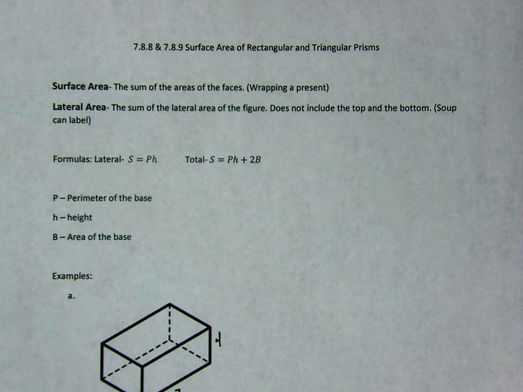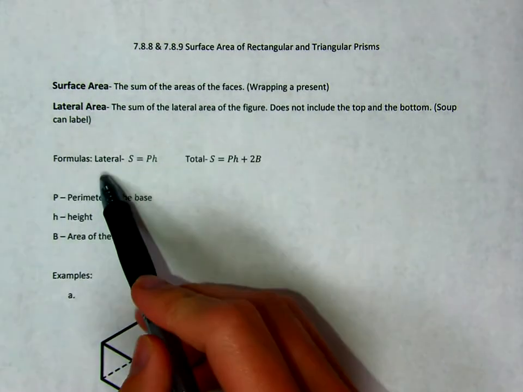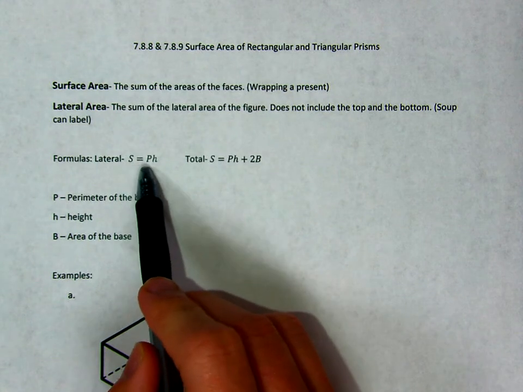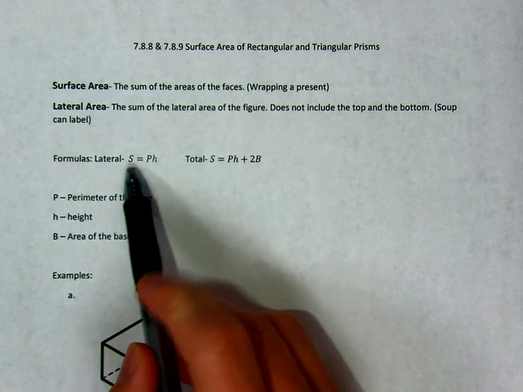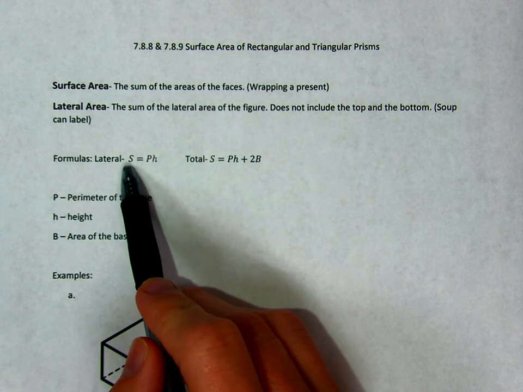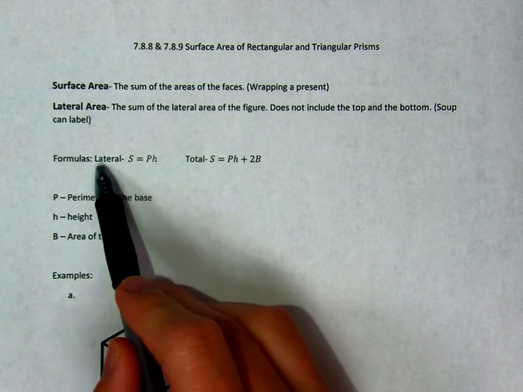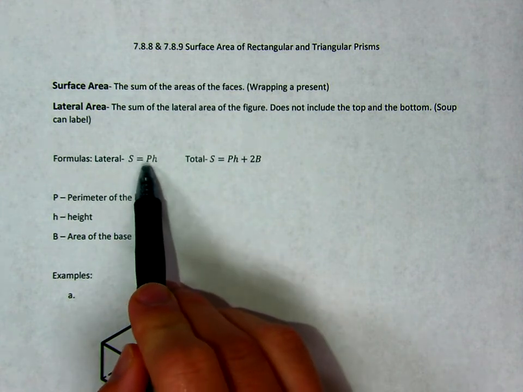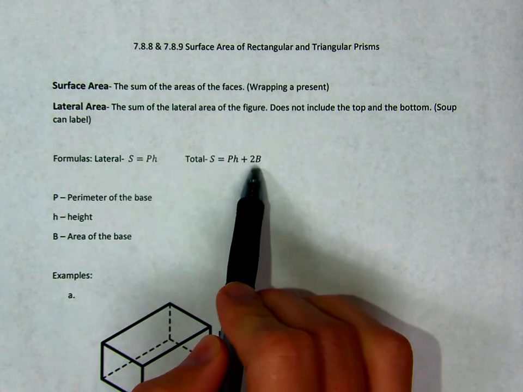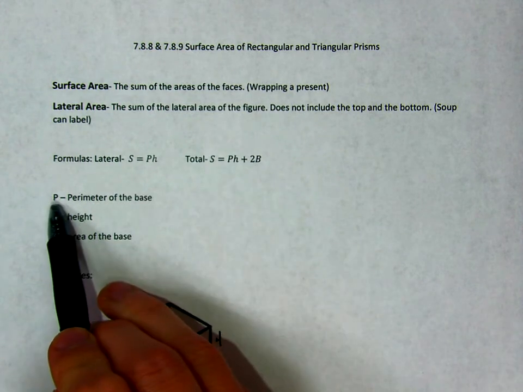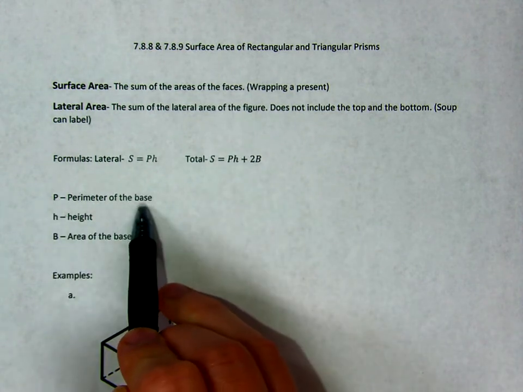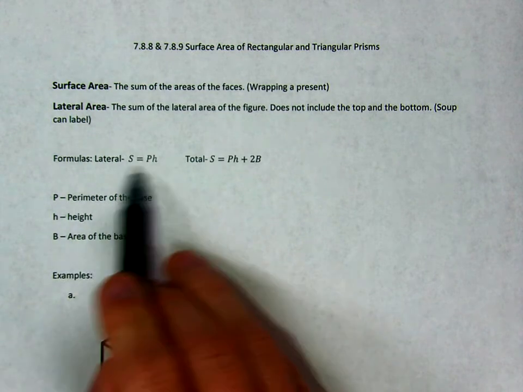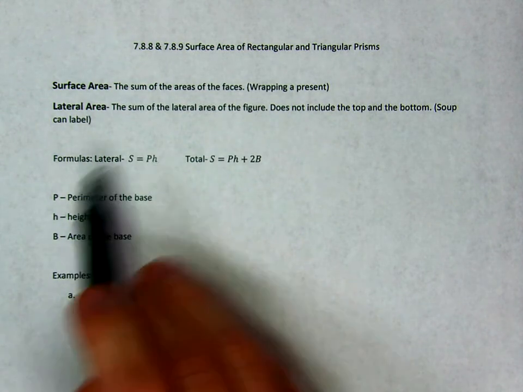We're going to use two formulas. One's partial of the other. The first one is lateral surface area. So we've got S equals capital PH. Obviously S is surface area, in this case just the lateral. That capital P is kind of like our capital B, where P is the perimeter of the base. And H is height.